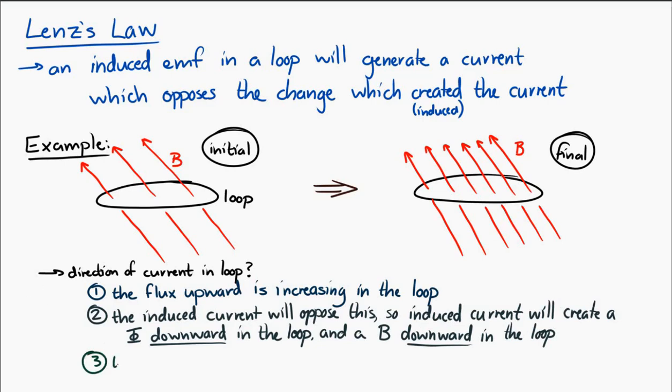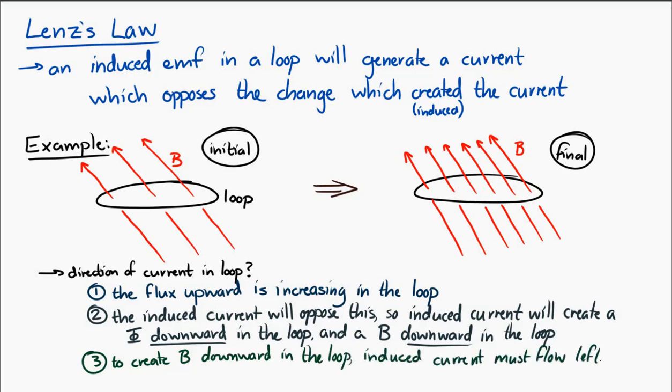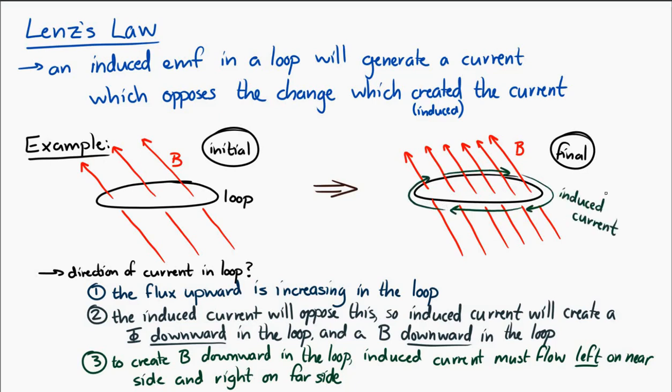In order to create a magnetic field downward inside the loop, the induced current has to flow to the left on the near side and to the right on the far side. And you can use your right-hand rule to prove that. So if the magnetic field is increasing, then the current through the loop is going to flow like this: to the left on the near side and to the right on the far side.